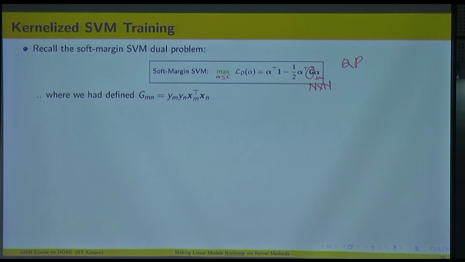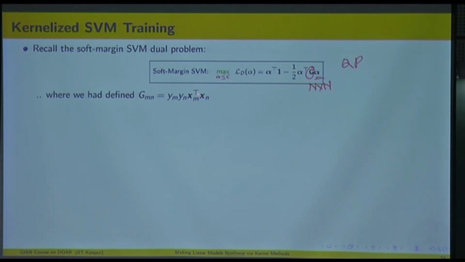yn and ym are labels, the binary labels, assuming we are doing a binary classification problem. So it's ym times yn times xm transpose xn. This is what every entry of G looks like in an SVM problem. You can go back and check that this is what the SVM objective looks like. Now, in the objective function, the data looks like this. Clearly, the inputs x only appear in the form of inner products.